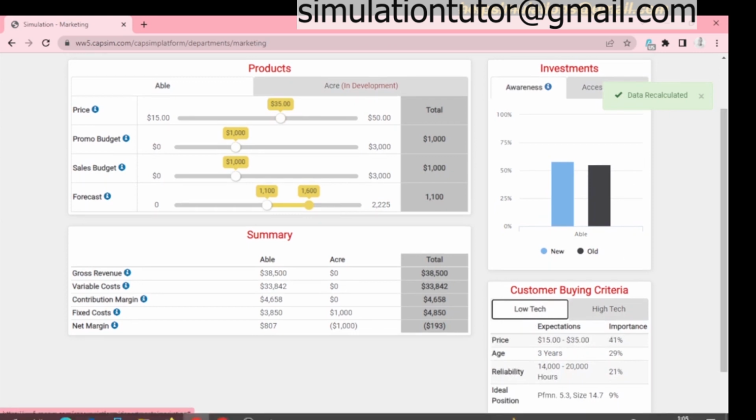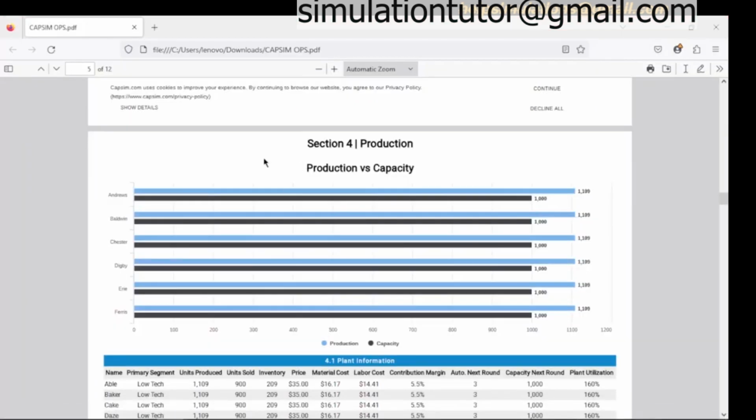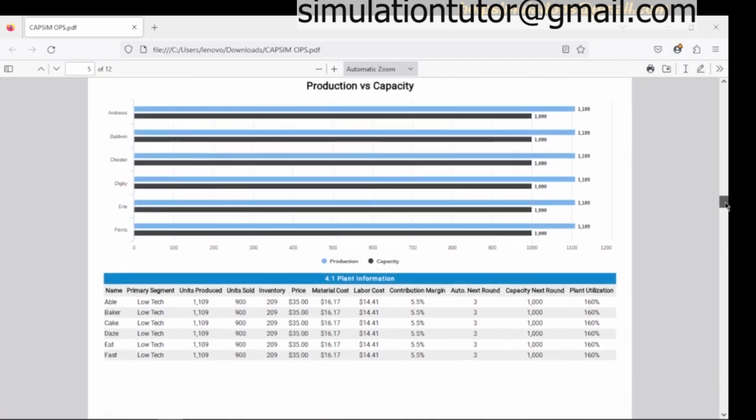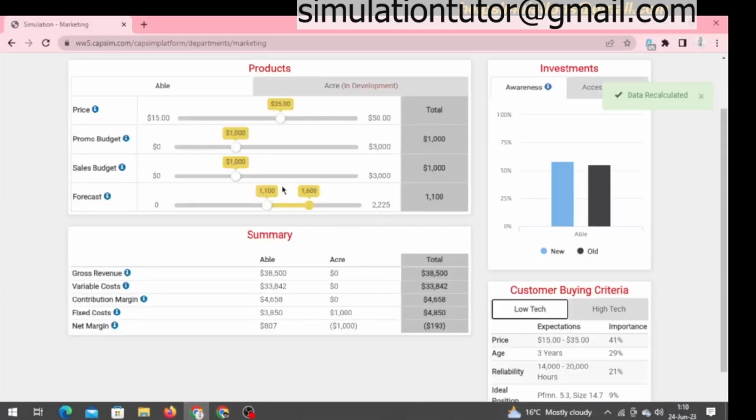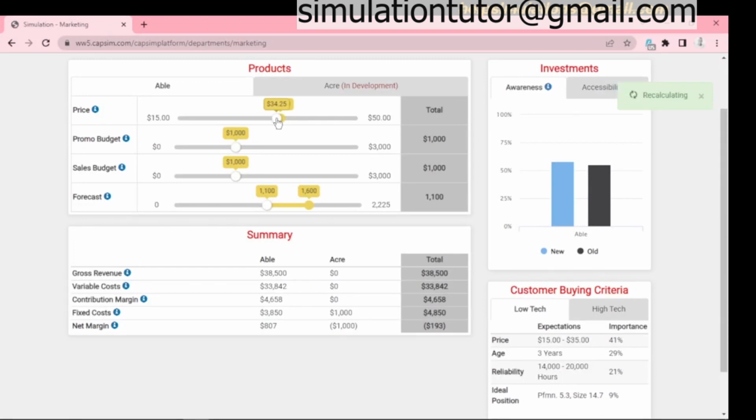When you evaluated the round zero report, you realize that most of us were charging 35 for the start. So I think I'll drop the price a little bit so that I can earn a larger market share. Maybe I can drop it by $1, so instead of 35, I can switch it to 34. I think 34 is a good price. Then the promo budget, maybe I'll leave it at 1,000. Okay, sales budget, I'll leave it at 1,000.